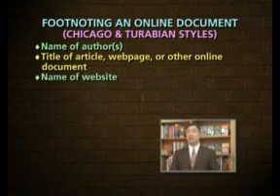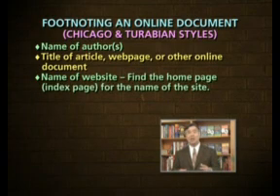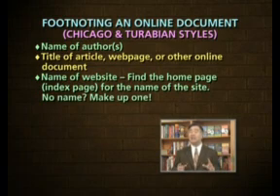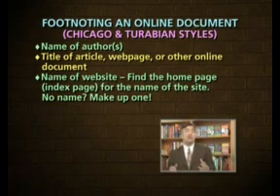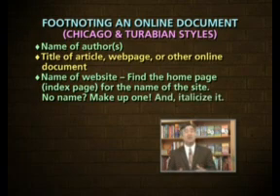Next, the name of the website. This may take some searching as well. You may need to click through links on the site until you find the home page, also called the index page, where the name of the entire site is usually provided. In the rare occasion where there is no name or title for the website, you can make up a descriptive one. For example, website of the National Association of Civil Rights Attorneys, if there happened to be a website by that group that didn't have an actual name. Whatever the name of the site is, it should be italicized.